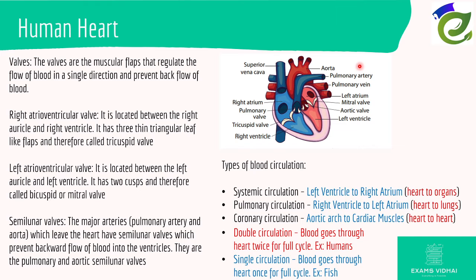The next part of the blood circulation types is double circulation and single circulation. Double circulation is when a unit of blood passes through the heart twice in order to complete a full cycle, and single circulation is where the blood goes through the heart once to complete a full cycle. Double circulation is mostly seen in humans and other mammals, while single circulation is seen in fishes.